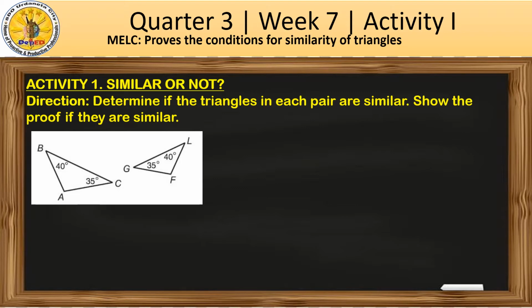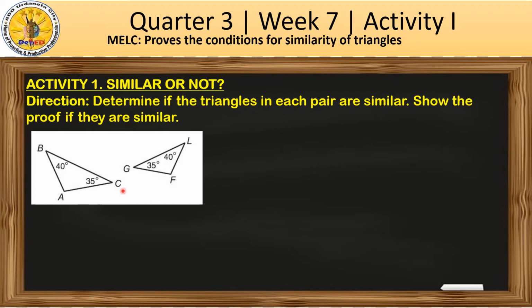Let us have examples for Activity 1, similar or not. In the direction, it says determine if the triangles in each pair are similar. Show the proof if they are similar. So here in example number 1, we are going to determine if triangle ABC is similar to triangle GLF.